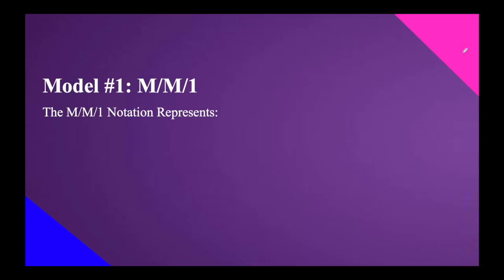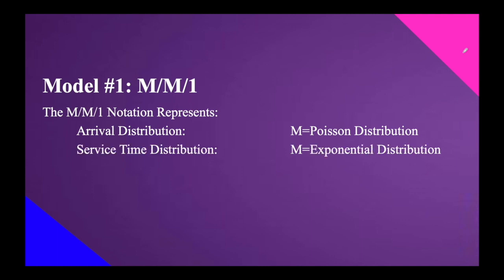The MM1 notation represents first the arrival distribution, that is the first M. And on this model MM1, the arrival is Poisson distributed. So we have a Poisson distribution for the arrival. And for the second one, we have the service time distribution. For service time distribution, the second M, that is exponential distribution.